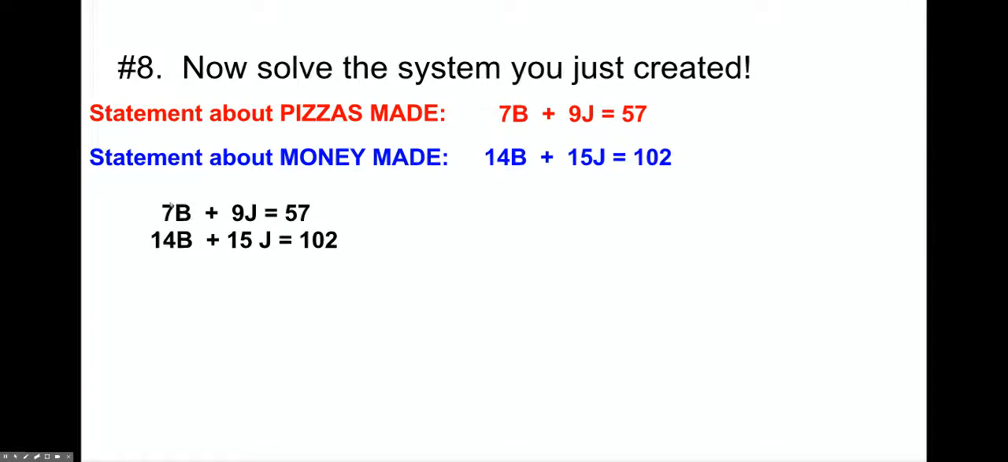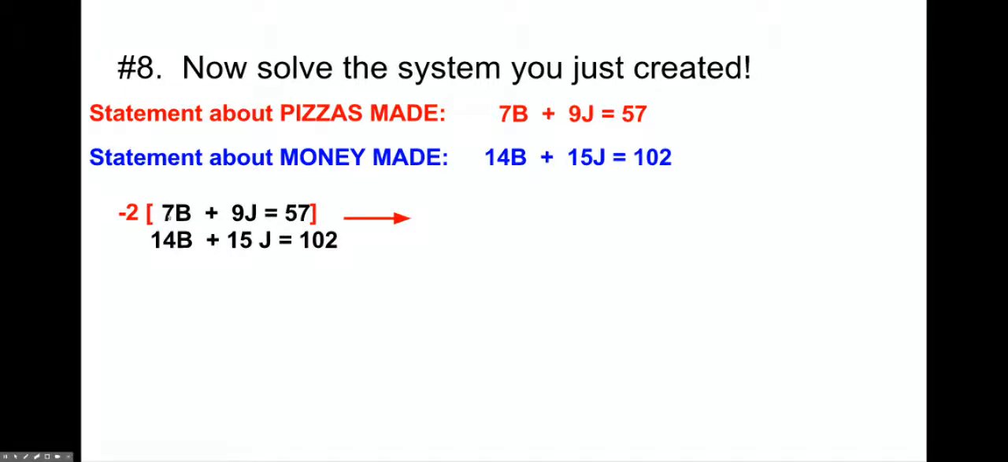Look at the B's. 7 could cross out with the 14. What can you multiply 7 by to make it turn into a 14? And I want it to be a negative 14 so that it could cancel out with this bottom positive 14B. What am I going to multiply by? Hopefully you're thinking negative 2. If I multiply all of these by -2, here is what I'll get.